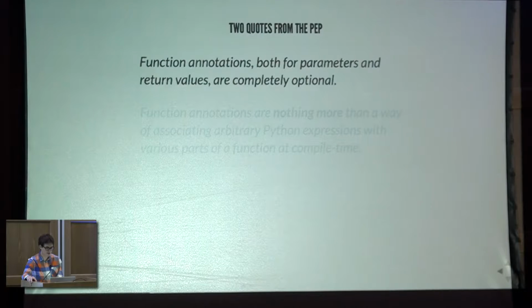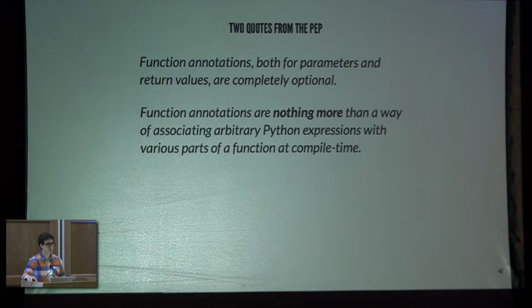All right. In fact, just 2 quotes from the PEP back from 2006. Function annotations are completely optional. There were a few people who were concerned about the Python core team just forcing static type checking and this kind of thing onto the Python community. So there were a few concerns. So these are completely optional, and function annotations are nothing more than a way of attaching Python expressions to parts of a function at compile time.